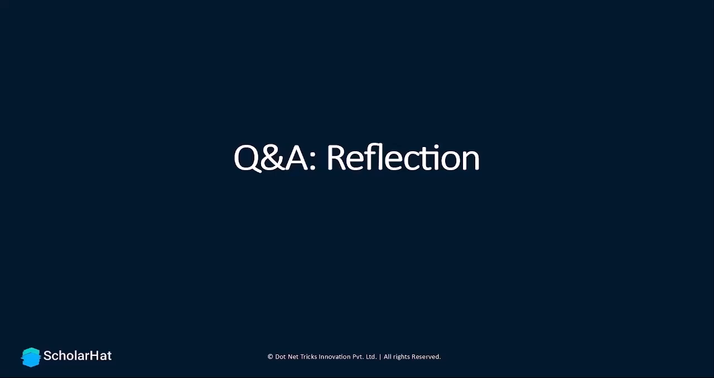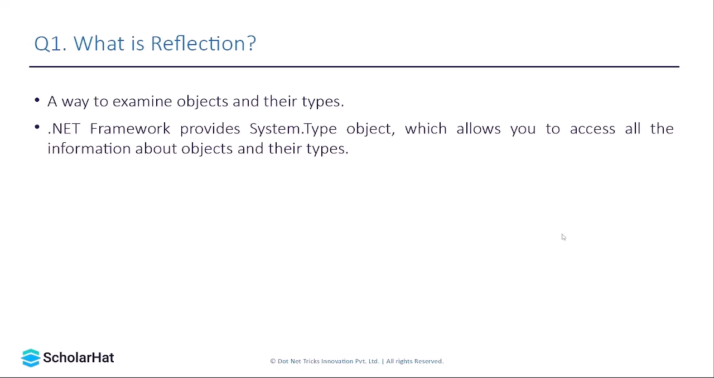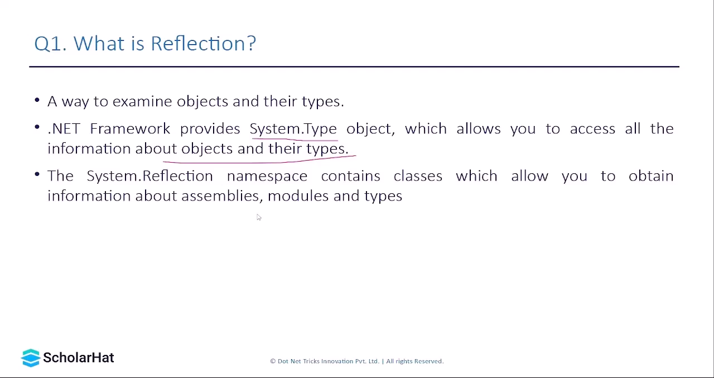That is reflection. So what is reflection in the first place? Reflection is a way to examine objects and their types in C#. The .NET Framework provides a System.Type object which allows you to access all the information about objects and their types. The System.Reflection namespace contains classes which allow you to obtain information about assemblies, modules, and types.